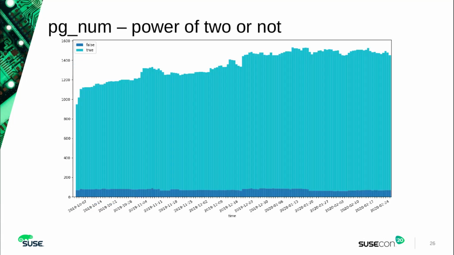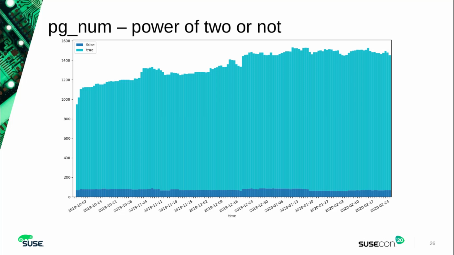Okay, let's ask that question differently. How many pools have a power of 2 pgnum or not? This graph shows the number of pools where the pgnum is a power of 2 or not a power of 2. Most pools are correctly configured with a pgnum that is a power of 2, but there's also a consistent set at the bottom of this chart where you can see that some are not. And there's really no reason why pgnum should technically be not a power of 2, right? The algorithm that schedules data in your cluster really wants pgnum to be a power of 2.